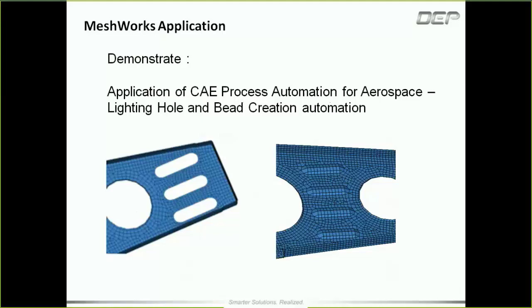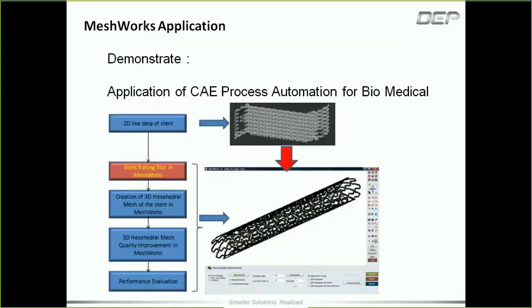Or if there is an area where we need to improve the lateral and longitudinal stiffness, we could end up creating beads. So this also can become part of the process automation, leading you to the solution. So that's something that my colleagues are going to demonstrate to you today.